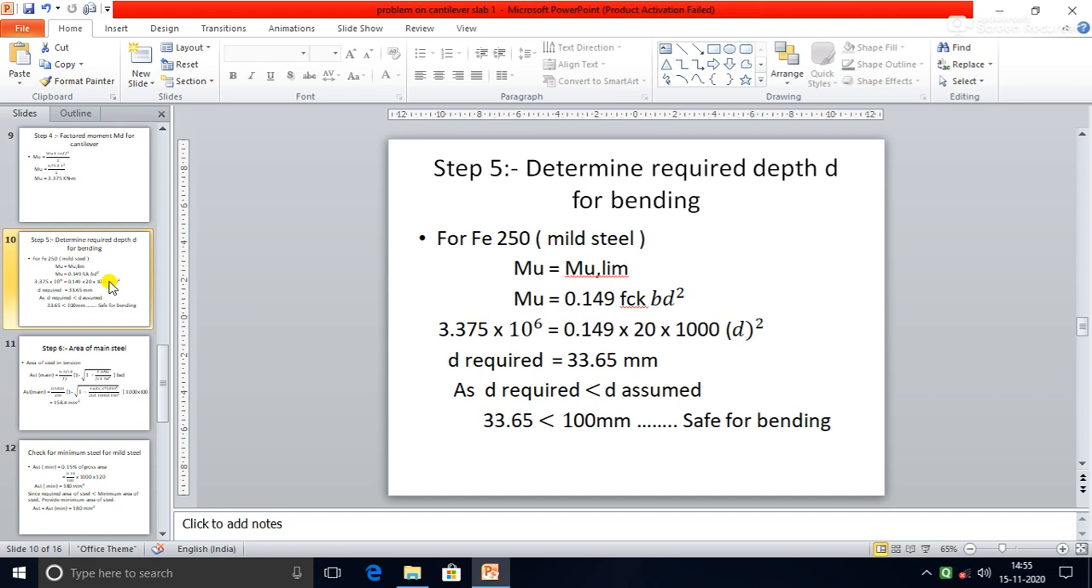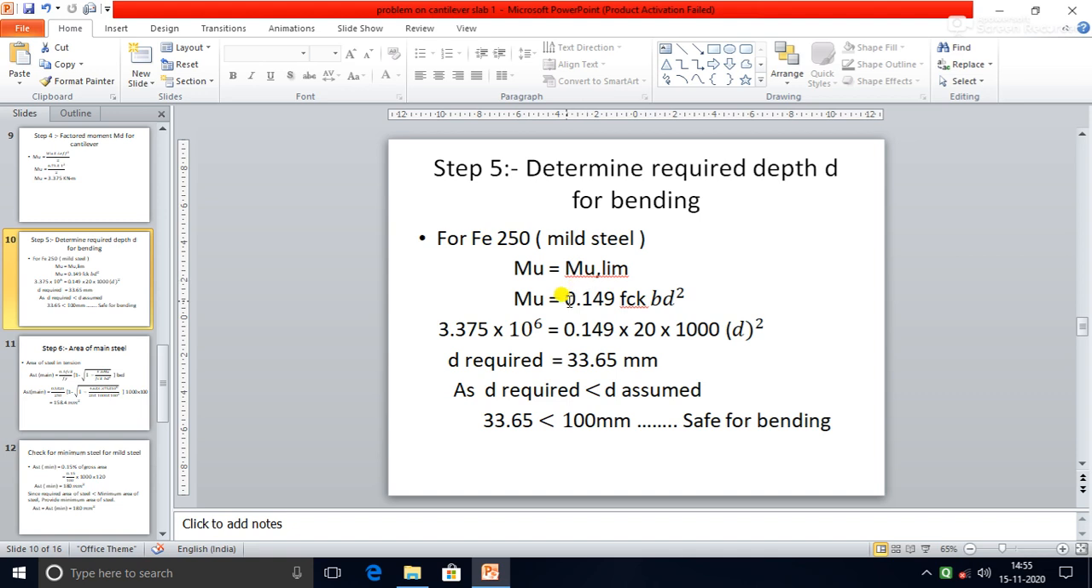In the last step we considered the assumed depth as 100 mm and overall depth as 120 mm. Here we have to calculate the required depth for the given loading and bending moment. We are given Fe 250 mild steel, so Mu is equal to Mu limiting. We have to equate these for calculation of the required depth. This Mu we have calculated as 3.375 into 10 to the power 6 Newton mm, and for Fe 250 the Mu limiting value is 0.149 fck bd square. For Fe 415 it is 0.138 fck bd square. For Fe 500 it is 0.133 fck bd square. These values must be known to you.